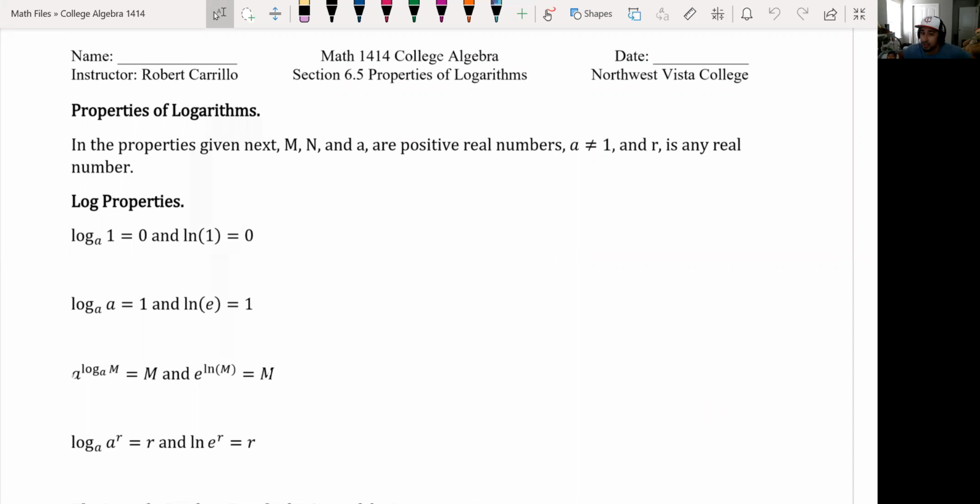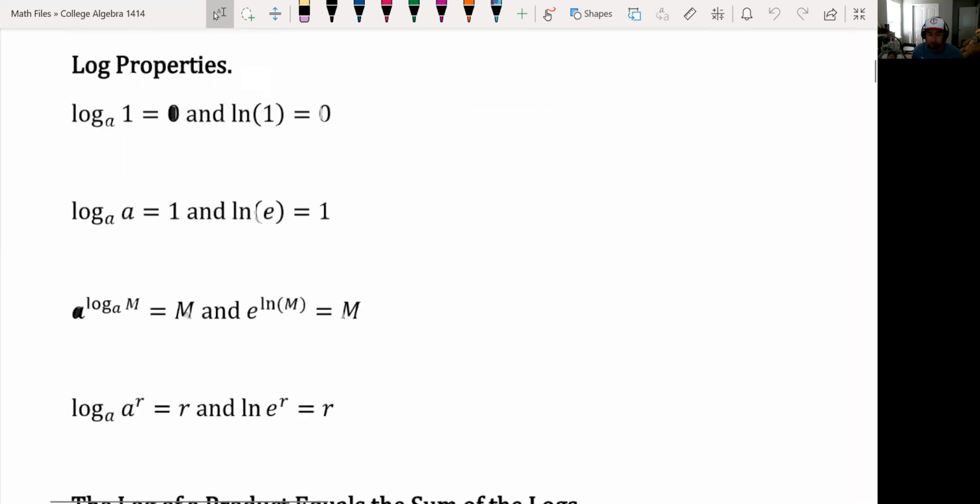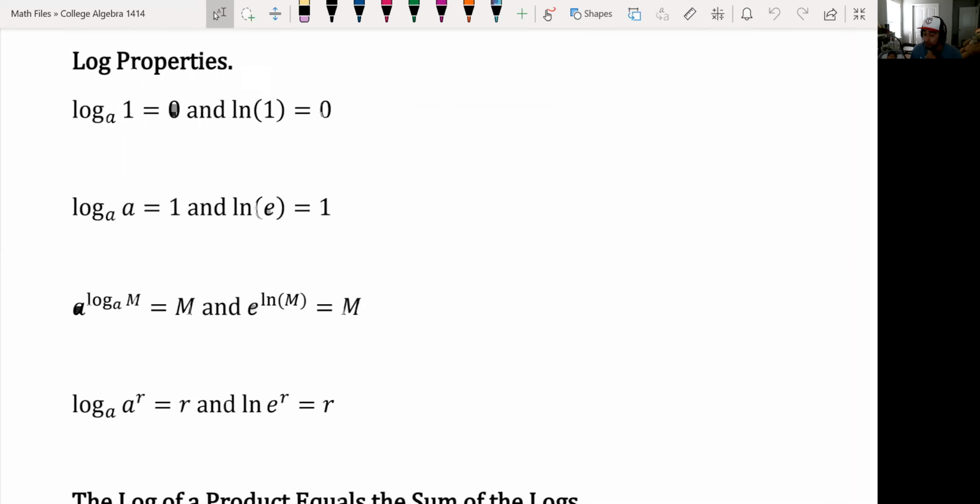So in the properties given, m, n, and a are positive real numbers where a does not equal 1 and r is any real number. Okay, so look at the first log property. It says log base a of 1, meaning the log can be any base it wants, but no matter what, the log of 1 is always 0. And the same can be said for the natural log of 1. If you type these in the calculator, log of 1, natural log of 1, no matter what the base is, will always be 0. Okay, so I could say log base 5 of 1 would still be 0, no matter what.